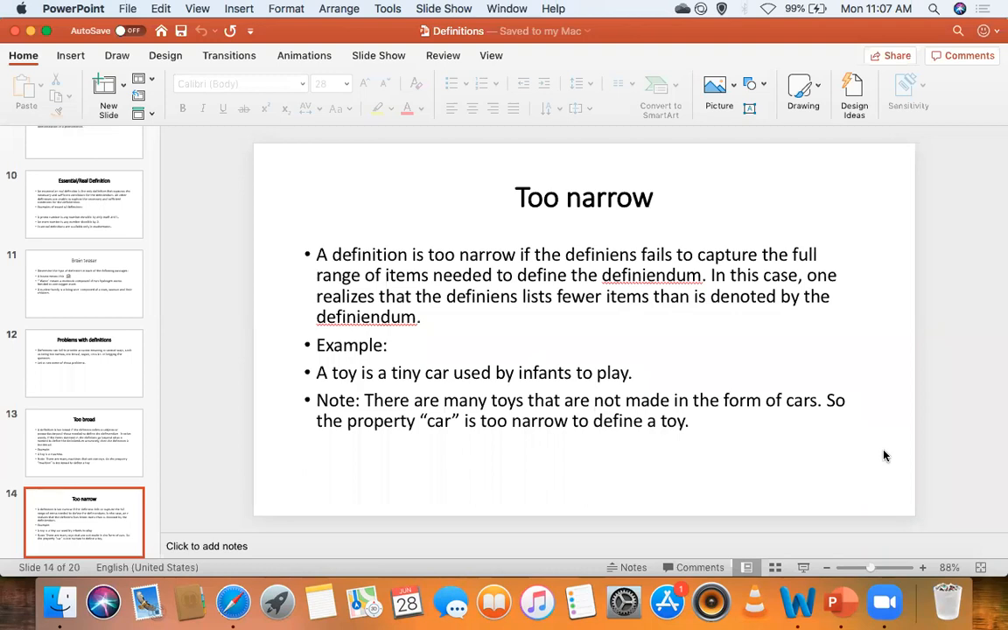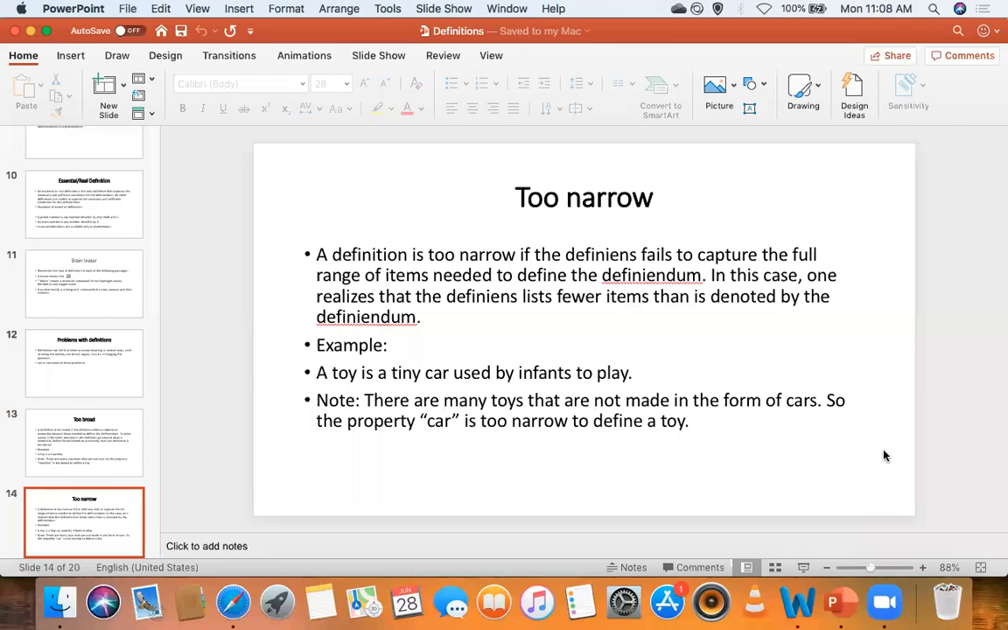Example, a toy is a tiny car used by infants to play. If you define a toy as a tiny car used by infants to play, the problem is that there are many toys that are not made in the form of cars or tiny cars. So the property car, or the words tiny car, is too narrow to define a toy. So this definition is too narrow.